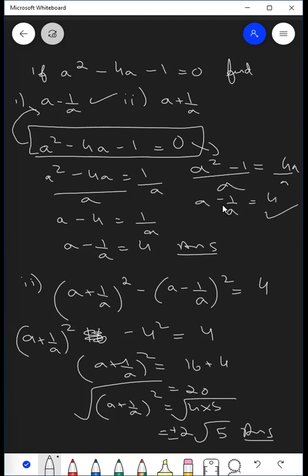Sir, but where did the a squared go? This is a squared divided by a, minus 1 by a, is equal to 4a by a. So a and a squared get cut.